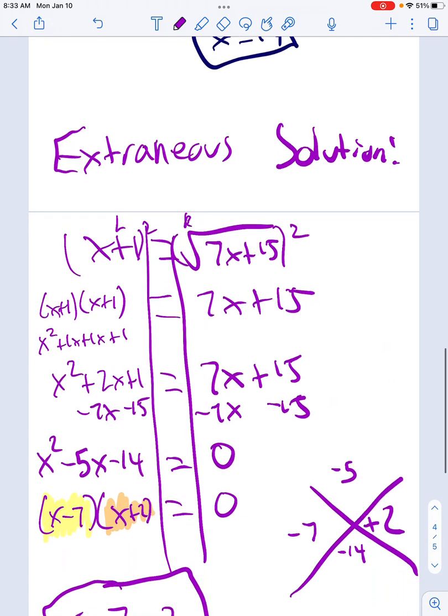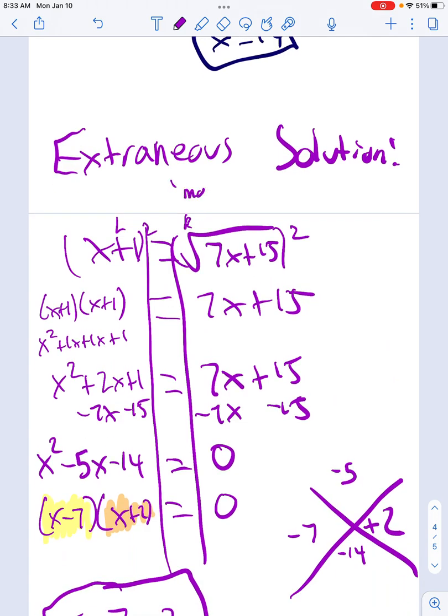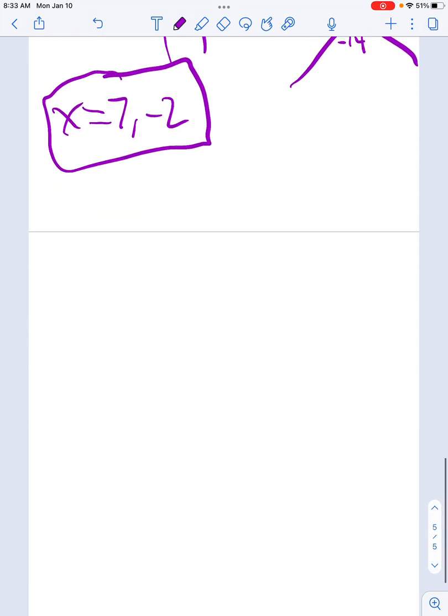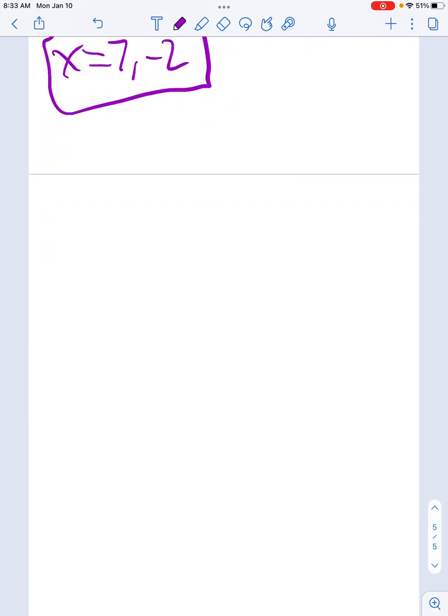So again, an extraneous solution means that there's most likely more than one answer. And we can see that in this case right here. We had x equals 7 and x equals negative 2.